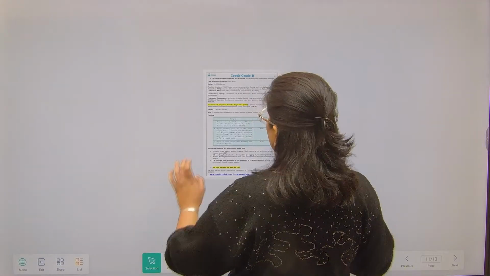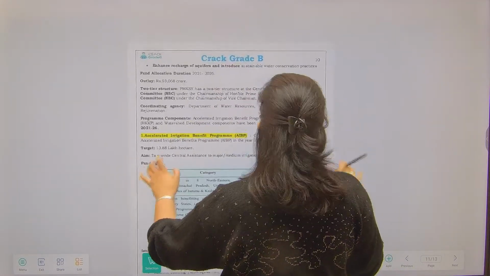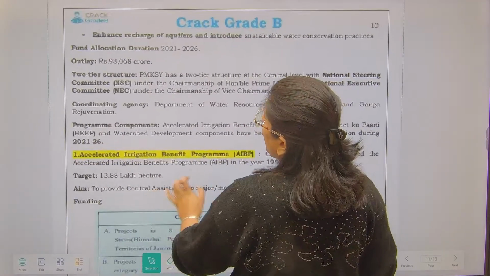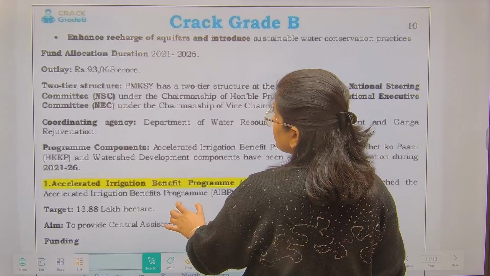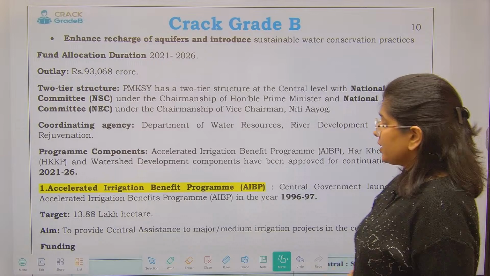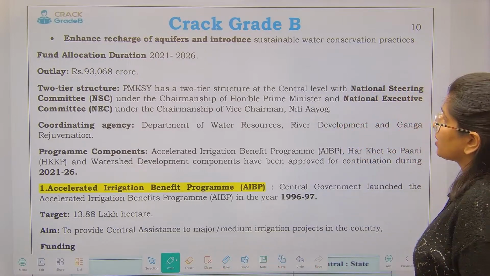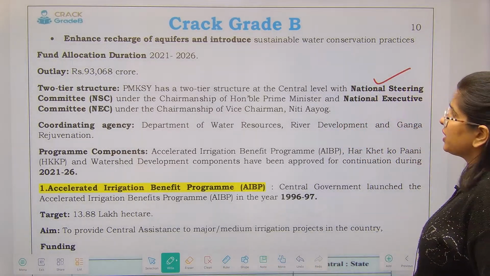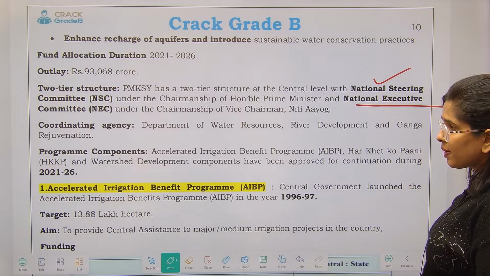Now the fund allocation duration is going to be from the year 2021 till 2026. The outlay is 93,000 crores, right? There is a two-tier structure over here. So Pradhan Mantri Krishi Sinchai Yojana has a two-tier structure at the central level, that is a national steering committee followed by a national executive committee.